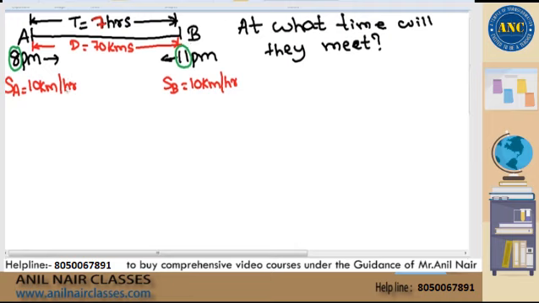In 1 hour, it will cover 10 kilometers. But it will travel for 3 hours. In 3 hours, it will cover how much? 30 kilometers. That means train A alone traveled for 3 hours and 30 kilometers. This point C is nothing but a point of 11 o'clock. From 11 o'clock, train A will continue to travel in this direction. Train B will start to travel in the opposite direction.